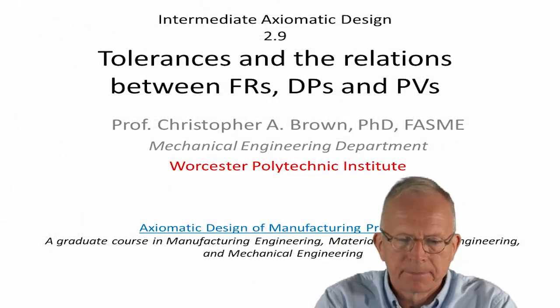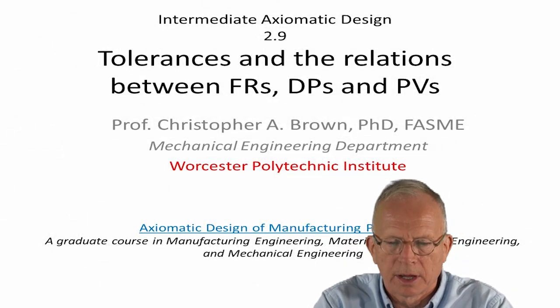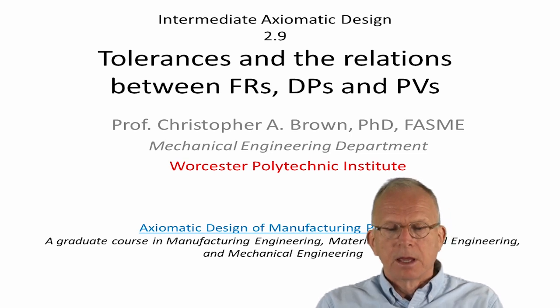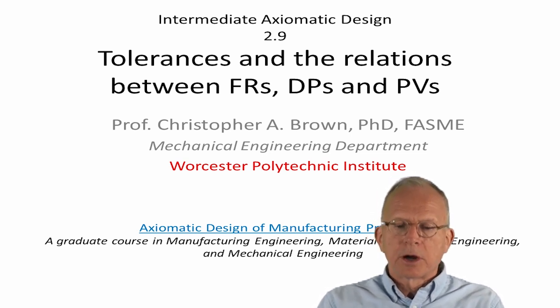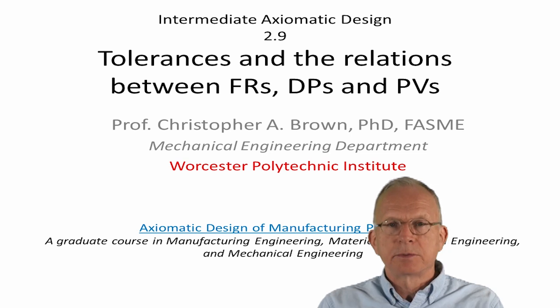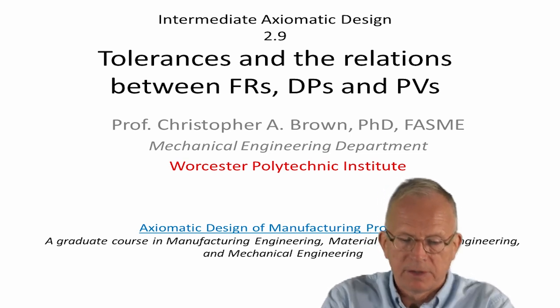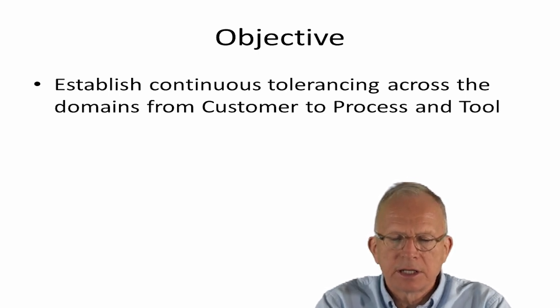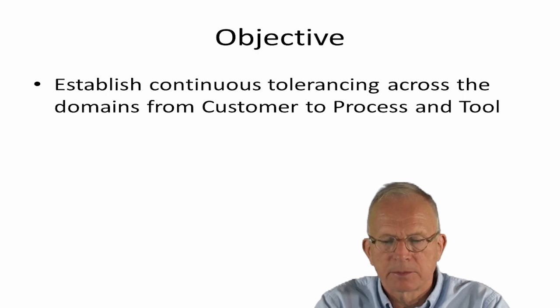Hi, I'm Chris Brown, and this is Module 2.9, an intermediate axiomatic design module for axiomatic design and manufacturing processes, also for a standalone course in axiomatic design. So for the next few minutes we're going to be talking about tolerances and the relations between FRs, DPs, and PVs. The objective is to establish continuous tolerancing across the domains from customer to process and to tool.